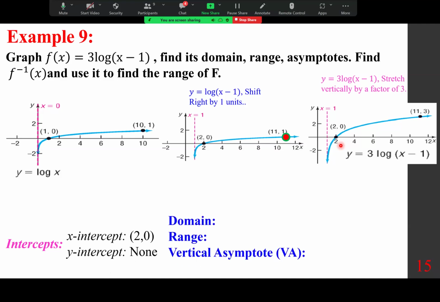We want to answer domain and range and everything else. Well, domain goes from 1 to infinity, whereas here was 0 to infinity. Range is still the same, all real numbers. When I say the same as these two. Vertical asymptote, which was x equal to 0, now it's x equal 1.